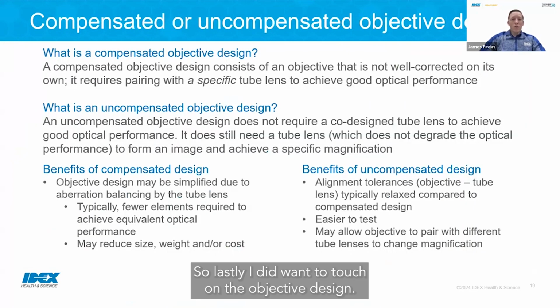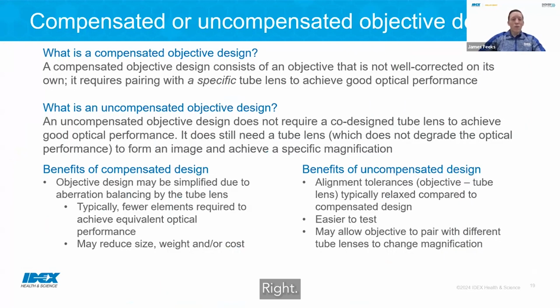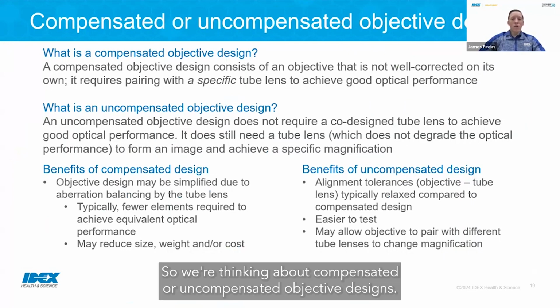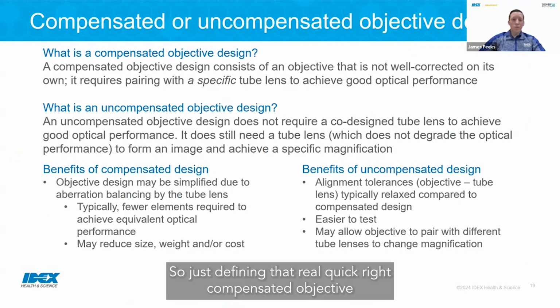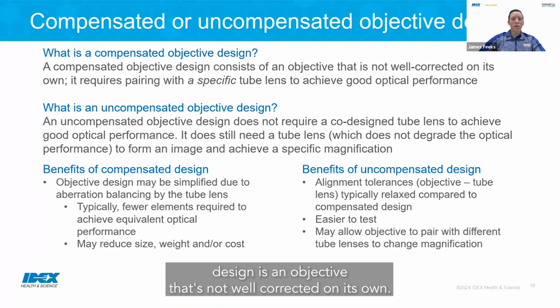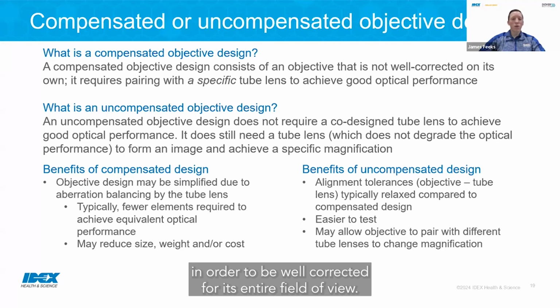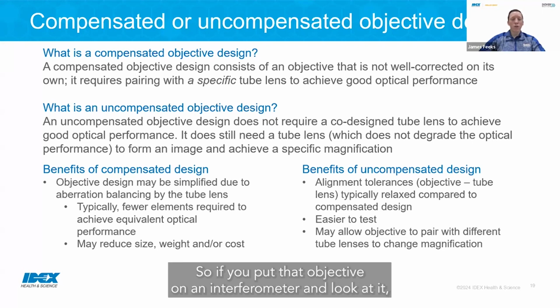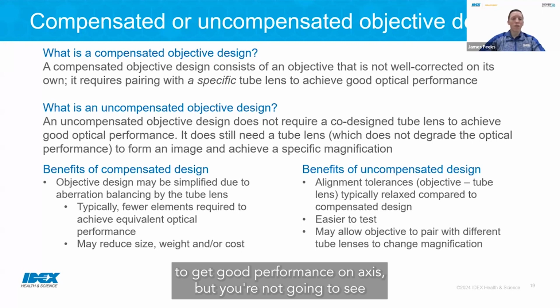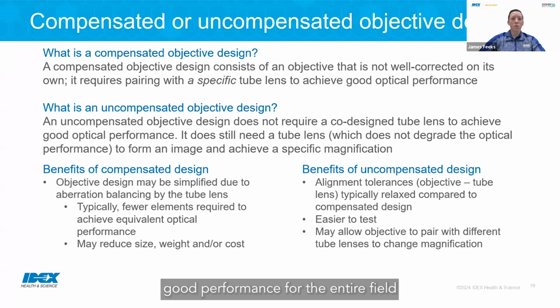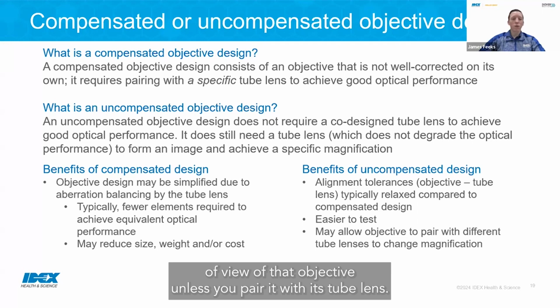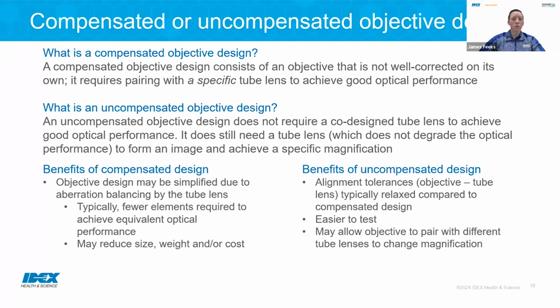So lastly, I did want to touch on the objective design, right? We're thinking about compensated or uncompensated objective designs. So just defining that real quick, a compensated objective design is an objective that's not well corrected on its own. It requires its tube lens in order to be well corrected for its entire field of view. So if you put that objective on an interferometer and look at it, you're going to get good performance on axis, but you're not going to see good performance for the entire field of view of that objective unless you pair it with its tube lens.